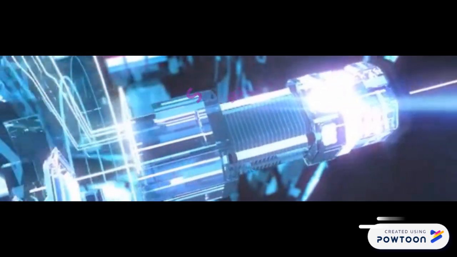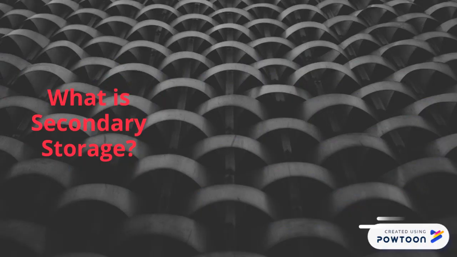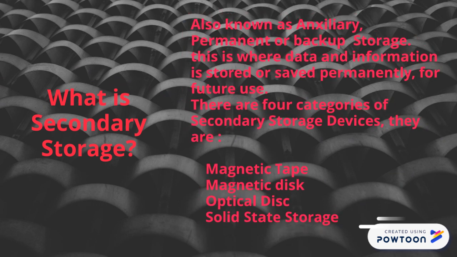Okay, so now let's look at secondary storage. Secondary storage, also known as auxiliary, permanent or backup storage, is where data and information is stored or saved permanently for future use. So secondary storage is basically where you would save your information permanently. When you go into any application, click on save or save as, and give it a name, you're saving it to secondary storage.